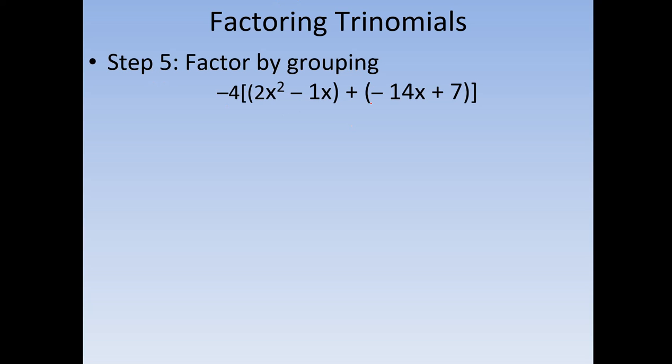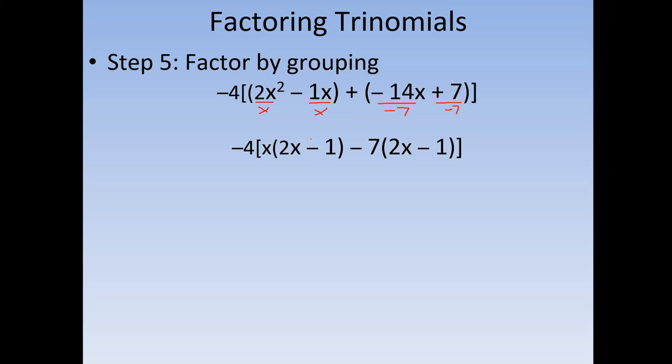So when we group the first 2 terms and the last 2 terms, we have this. And then we do our factoring by grouping. Pull out greatest common factor here. The greatest common factor here would be x. And the greatest common factor here would be -7. When we do that, x being pulled out leaves us with 2x minus 1. And when we pull out the -7, we get 2x minus 1. Again, just like with the factoring by grouping from before, this is how I know I'm on the right track, when these two terms are the same.